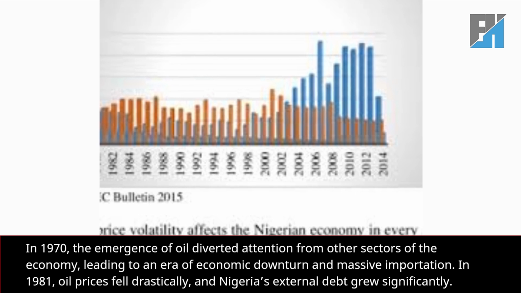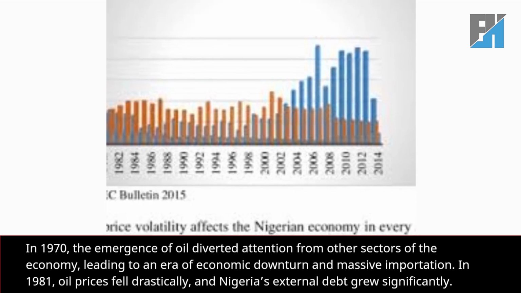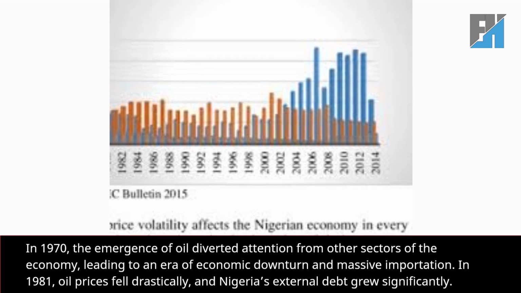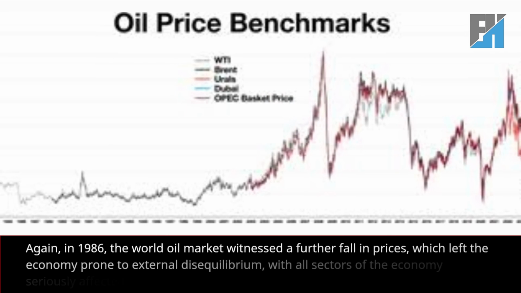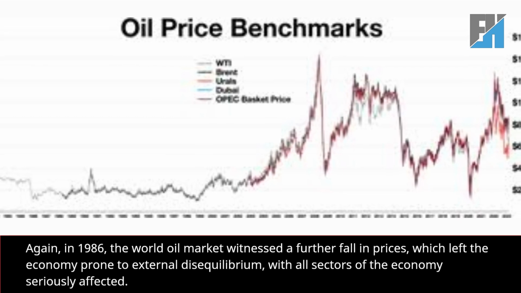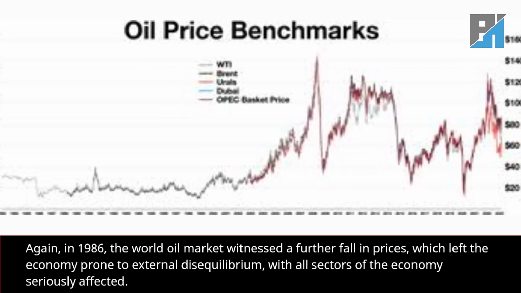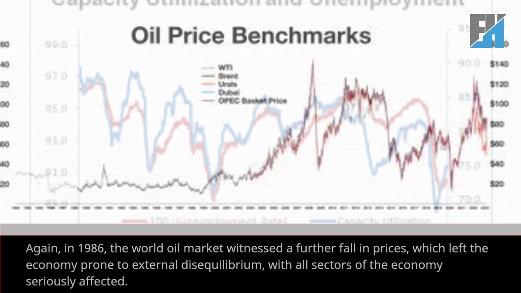economic downturn and massive importation. In 1981, oil prices fell drastically, and Nigeria's external debt grew significantly. Again, in 1986, the world oil market witnessed a further fall in prices, which left the economy prone to external disequilibrium, with all sectors of the economy seriously affected.